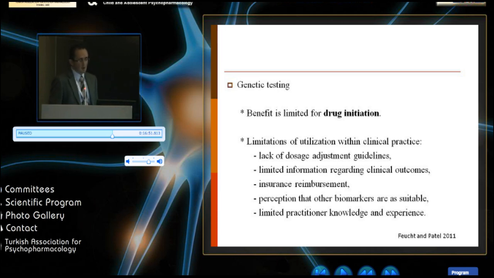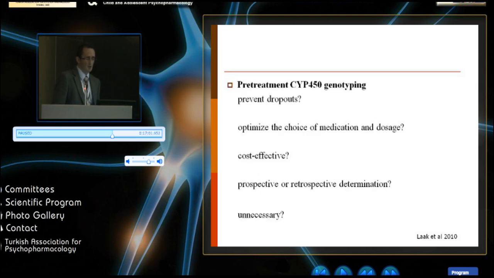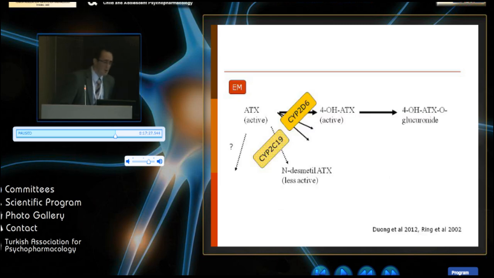So genetic testing, the benefit is limited for drug initiation. But since we don't have much knowledge on those, we do not use them a lot, and the information is very limited, so we don't use them a lot in our clinical practice. Cytochrome P450 genotyping, what is being discussed about that, and shall we reduce the amount of dropout if we do so, and can we optimize the medication and dosage? Is it cost effective? Is it prospective or retrospective? How should we determine it, or is it really unnecessary?